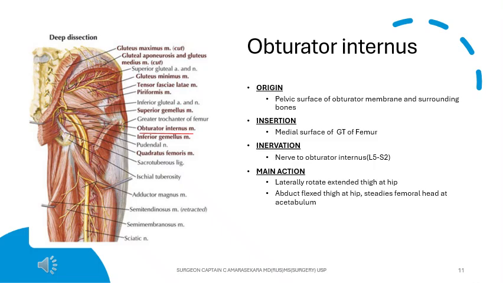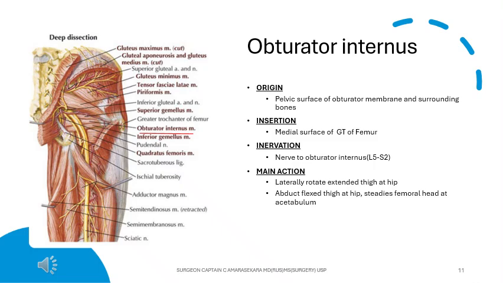It is innervated by the nerve to obturator internus, which arises from spinal roots L5 to S2. This nerve also supplies the superior gemellus, forming a functional unit that supports hip stability and rotational control. Functionally, the obturator internus laterally rotates the extended thigh at the hip and abducts the flexed thigh.